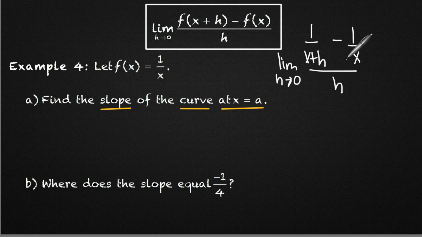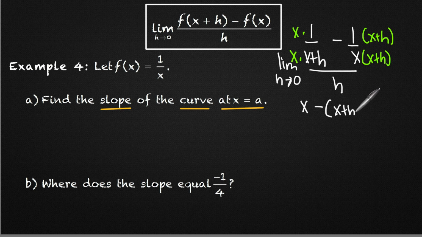So we need to get a common denominator between these two fractions. So maybe we'll multiply by x plus h here. And here we'll multiply top and bottom by x. And that's going to give us a numerator of x minus parentheses x plus h over the common denominator of x plus h. But please don't forget, this is still all divided by h.